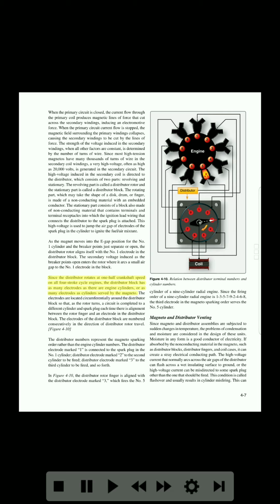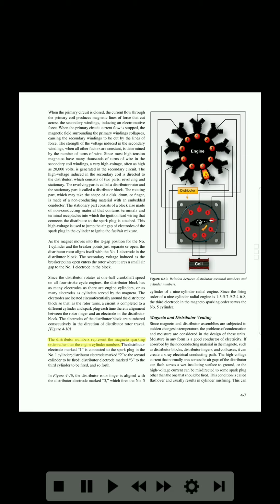Since the distributor rotates at 1/2 crankshaft speed on all 4-stroke cycle engines, the distributor block has as many electrodes as there are engine cylinders, or as many electrodes as cylinders served by the magneto. The electrodes are located circumferentially around the distributor block so that, as the rotor turns, a circuit is completed to a different cylinder and spark plug each time there is alignment between the rotor finger and an electrode in the distributor block. The electrodes of the distributor block are numbered consecutively in the direction of distributor rotor travel.